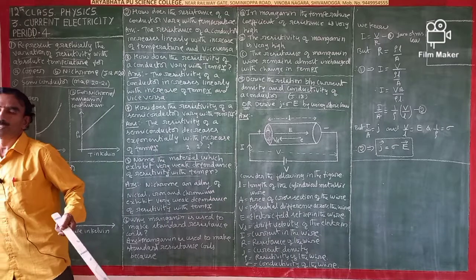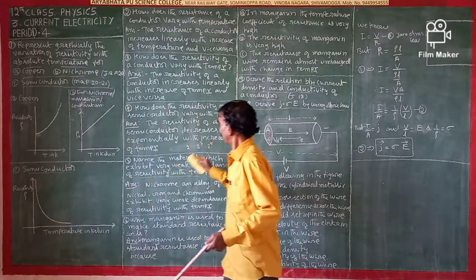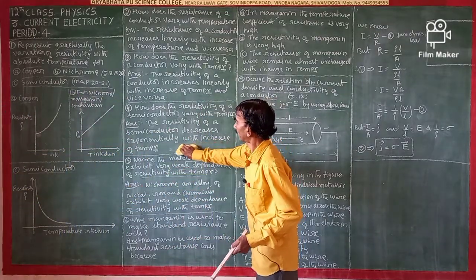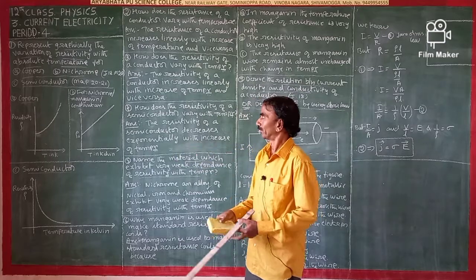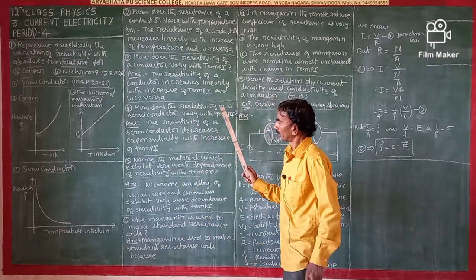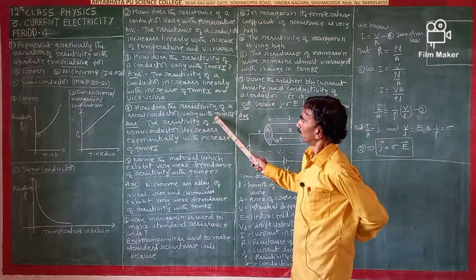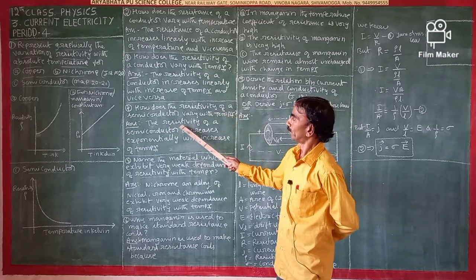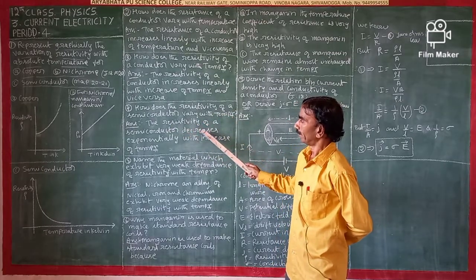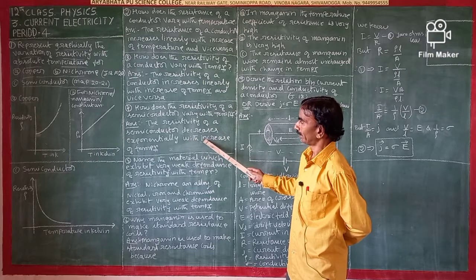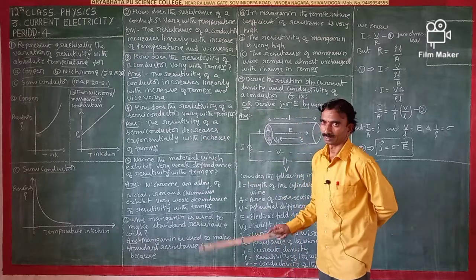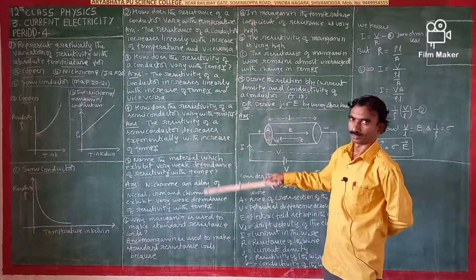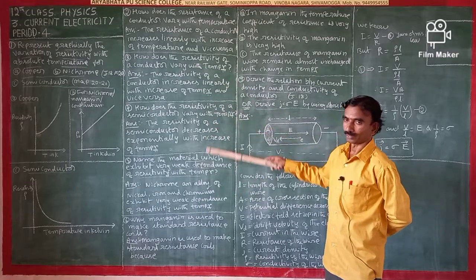Exponential power: if it is 3 degrees, then 3 to the power of 3, 3 to the power of 4, like that it is decreasing exponentially. How does the resistivity of a semiconductor vary with temperature? The resistivity of a semiconductor decreases exponentially with increase of temperature. You have to remember this. You have to learn these questions.